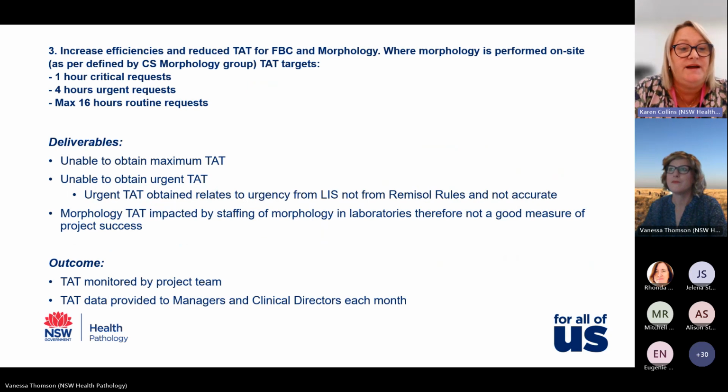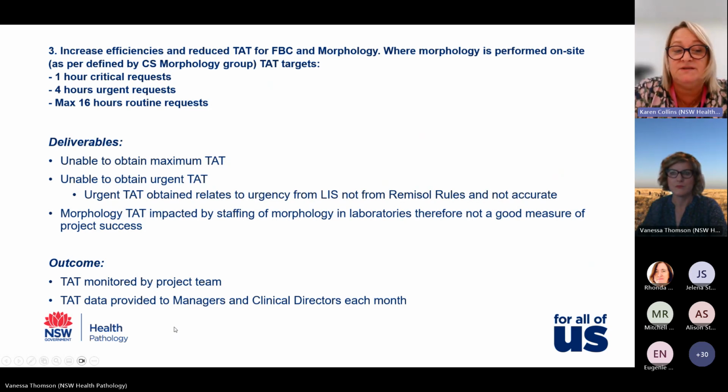So objective 3 was to increase efficiencies and reduce turnaround time for full blood counts and morphology, where morphology was performed on sites. As defined by the clinical stream morphology group, the turnaround targets were 1 hour for critical requests, 4 hours for urgent requests, and a maximum of 16 hours for routine requests.